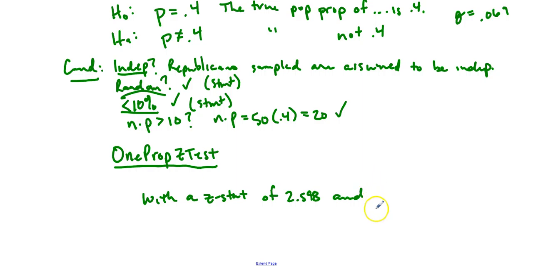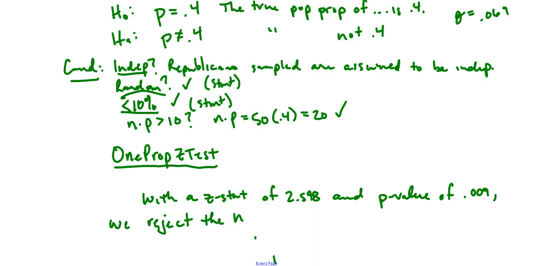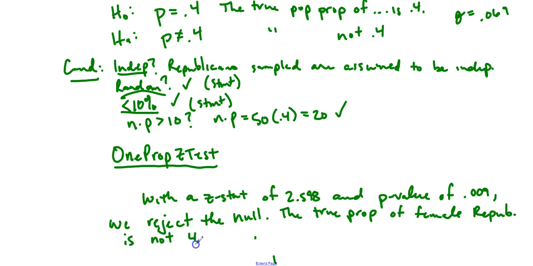So with a Z statistic of 2.598 and p-value of 0.009, in this case we would reject the null hypothesis. And finally we would say the true proportion of female Republicans is not 40%.